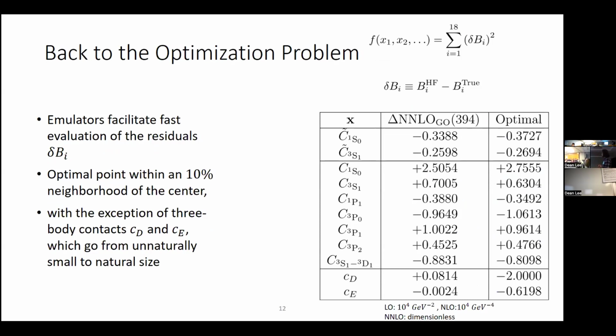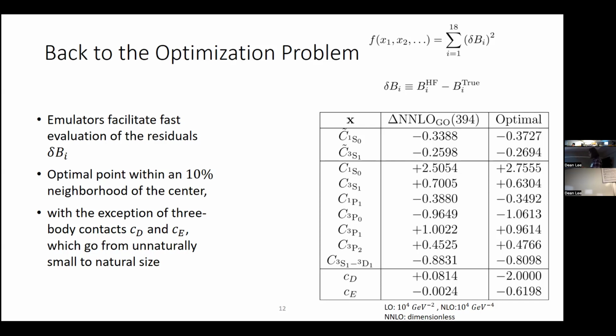And as a reminder of what the problem was to begin with, we were trying to solve this optimization problem, this nonlinear least squares problem. And seen as a function of the LECs, the Hartree-Fock energy was being optimized for, right? So the emulators we have constructed facilitate fast evaluation of these residuals, and we find an optimal point within this 10% box around the central point. There is a little caveat, an exception.